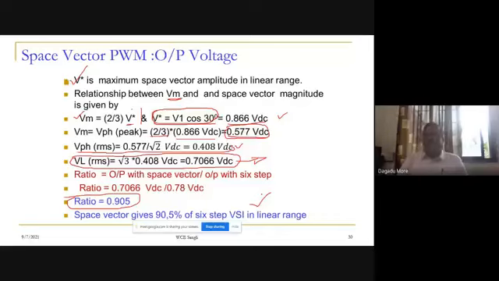So that is the one drawback. Which technique will give the highest output voltage?